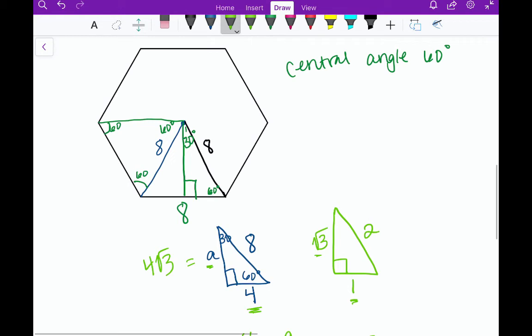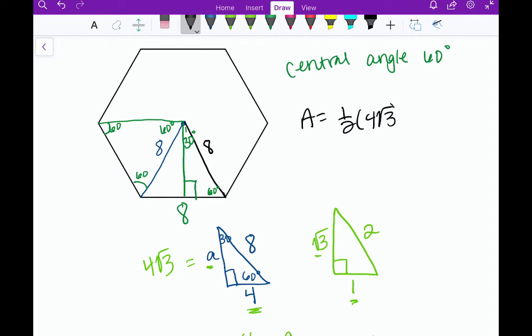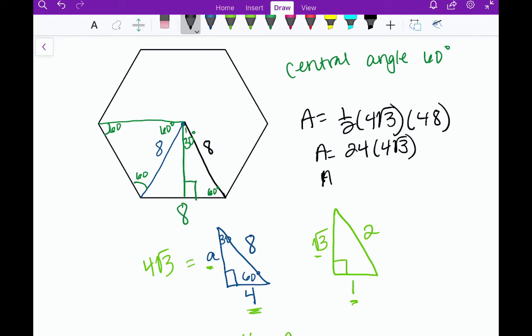So now we know the apothem and we can find the perimeter. So we're going to plug it into our formula. Area equals 1/2 times the apothem, which is 4 square root of 3, times the perimeter, which is 8 times 6, because each side is 8 and there's 6 sides, 48. Again, I'm going to choose to take half of the perimeter to simplify that way. So 24 times 4 square root of 3, 24 times 4 is 96 square root of 3, and that is your answer.